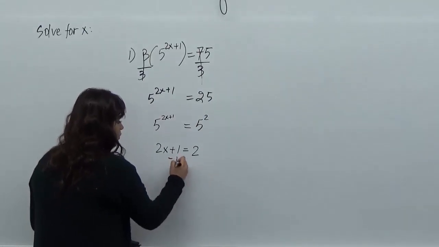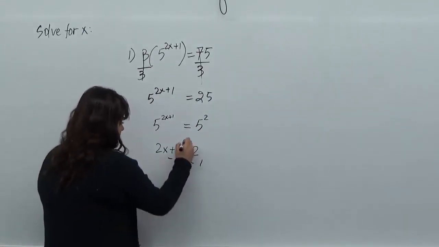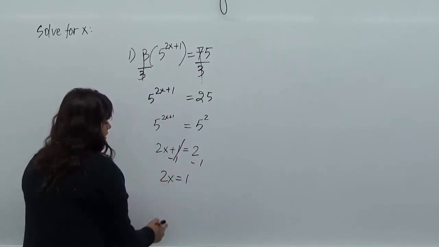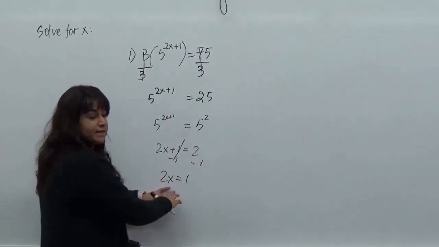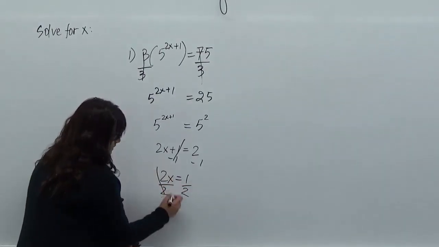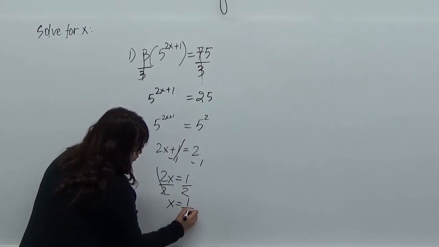Now I'm going to subtract 1 from both sides. This side cancels out. This leaves me with 2 minus 1, which is 1. Now, in order for me to get my x by itself, I'm going to divide both sides by 2. And this side cancels out, which leaves me with x equals 1 over 2.